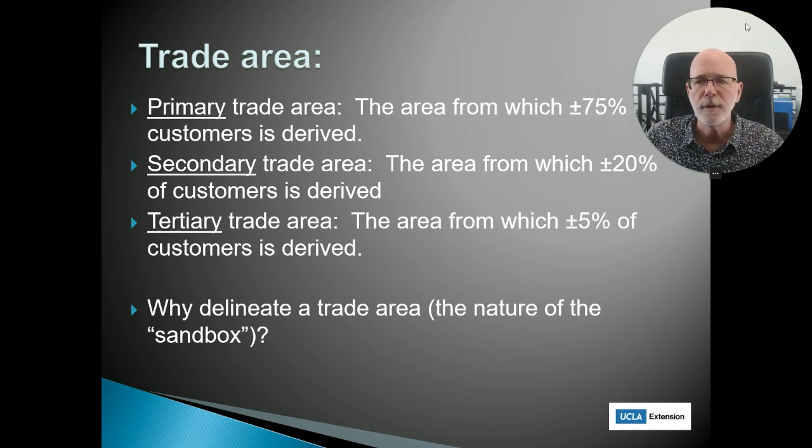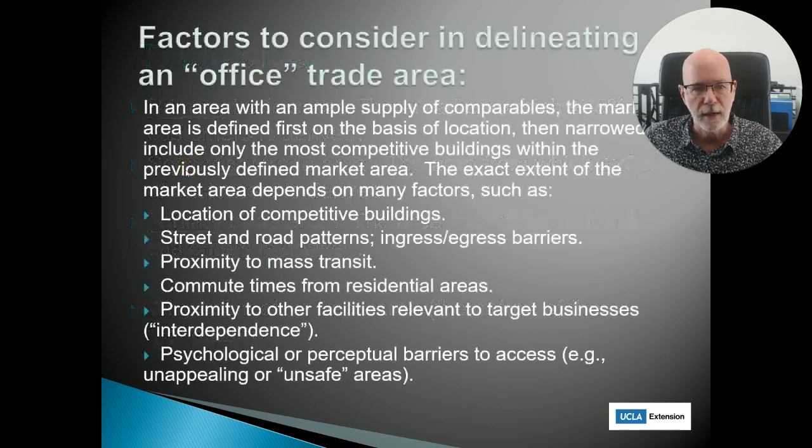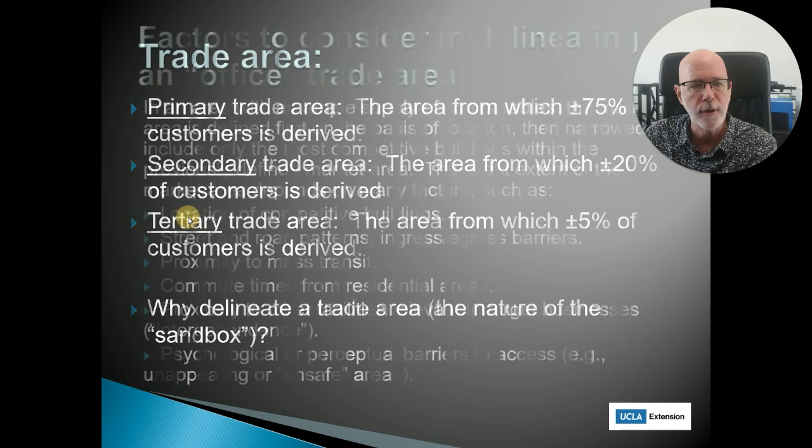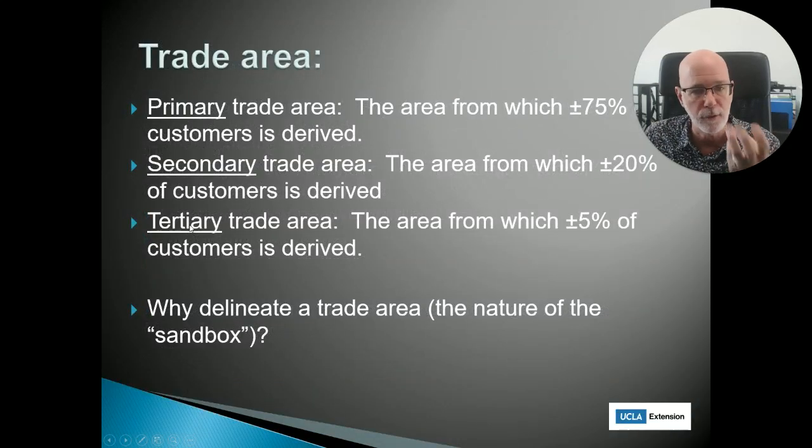What we've already determined throughout the course is that regardless of the product type, we need to delineate between the primary, secondary, and tertiary trade areas. Okay, we have to delineate among those three. The primary trade area, as we've already learned, is the area from which about 75% of our customers will be derived. Whether it's office, retail, housing, industrial, it doesn't matter. The majority of our customers are going to come from this primary trade area.